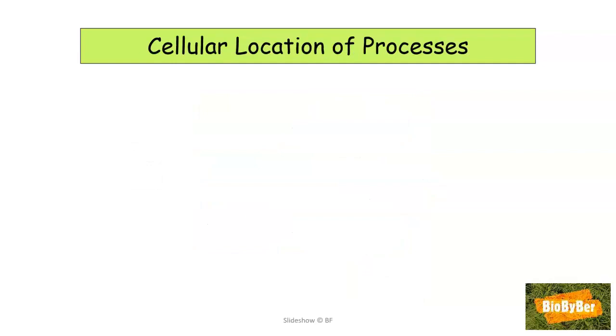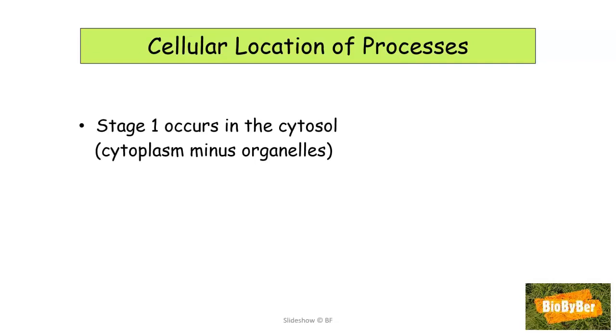Where does stage 1 and stage 2 occur in the cell? What is the cellular location of each of these processes? Stage 1 occurs in the cytosol, in other words, in the cytoplasm of the cell. This links in nicely with what we've learned before. In our study of cell structure, we learned that the cytoplasm was the site of chemical reactions. Now we know that the cytoplasm is the site of respiration.